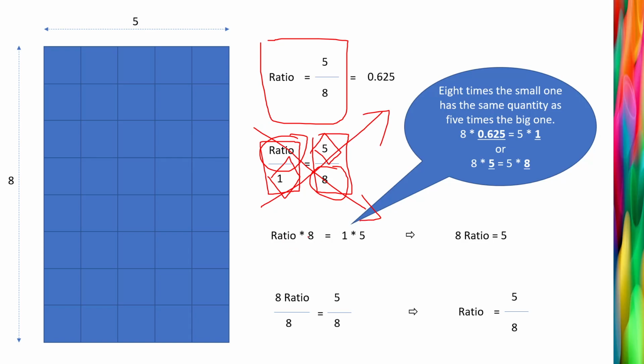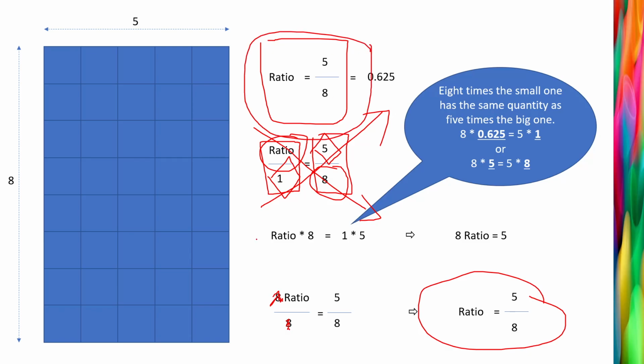So we know that ratio times 8 must equal 1 times 5, or 8 ratios equals 5. Same thing. If you divide them both by 8, so 8 ratio divided by 8 equals 5 over 8, then the 8's cancel each other out, and it simply says ratio equals 5 over 8 again. Of course we knew that already, because that's how we started. Nothing special there. Okay?